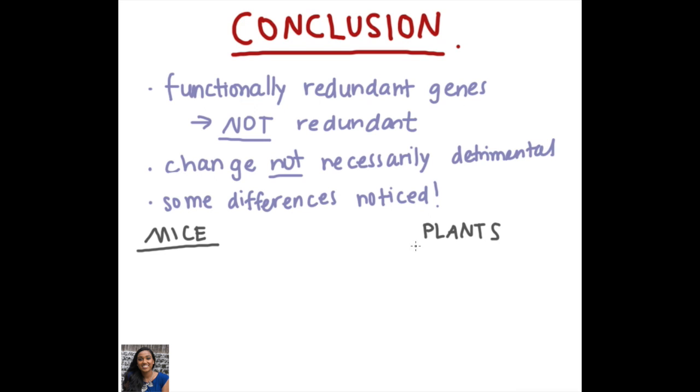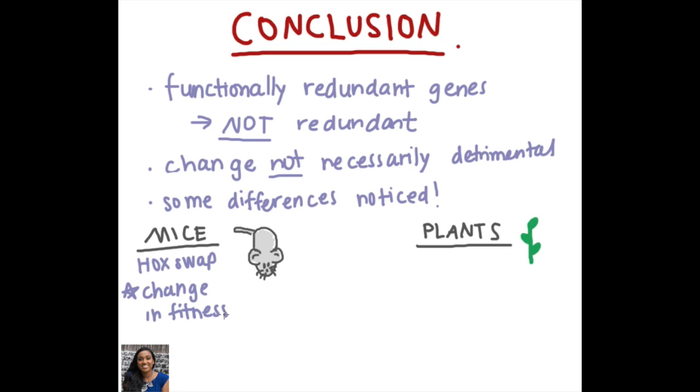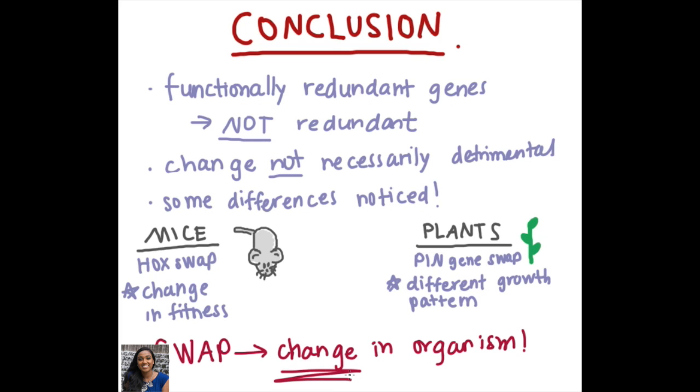For the experiment regarding mice, the geneticists noticed a change in fitness levels among the mice, proving each HOX gene to have a different purpose. Similarly, in the experiment regarding the plants, every combination of PIN genes resulted in a different growth pattern. Each gene that was taken out to form these different combinations had its own function in contribution to the growth of the plant. Both of these examples resulted in a change to the organism.